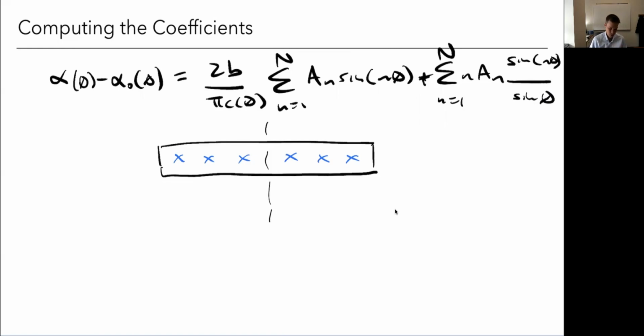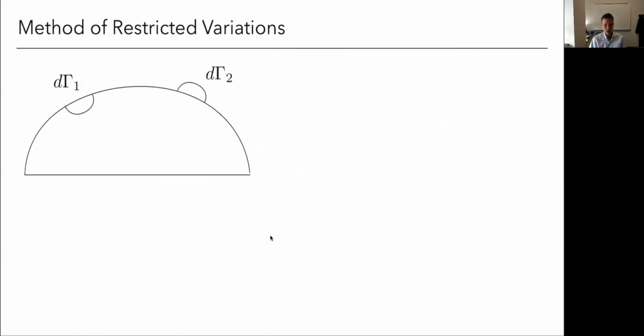It can also help us give some other additional insights. This is using this method of restricted variations. R.T. Jones published some papers where he extended this to look at other things, bending moment constraints, and so on. We're going to look at a really simple case. And the idea is this.